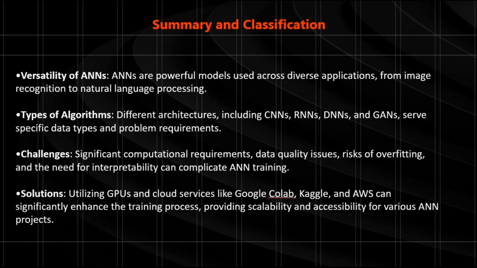Summary and classification. The final slide recaps the versatility of ANNs in various applications, from image recognition to NLP. Different architectures like CNNs, RNNs, DNNs, and GANs serve specific data types and problem requirements. Key challenges in ANN training include high computational needs, data quality issues, risk of overfitting, and the need for interpretability. Solutions like GPUs and cloud services like Google Colab, Kaggle, and AWS make it possible to scale ANN training, making these models accessible and adaptable for a wide range of projects.